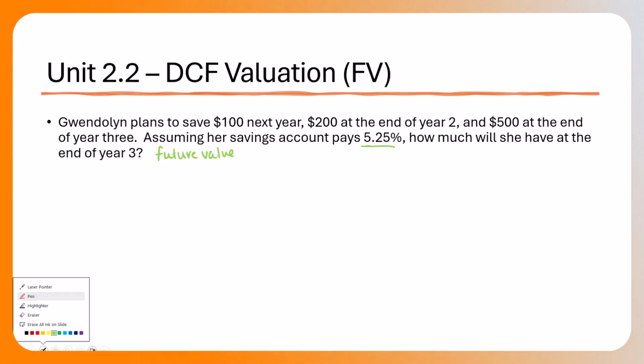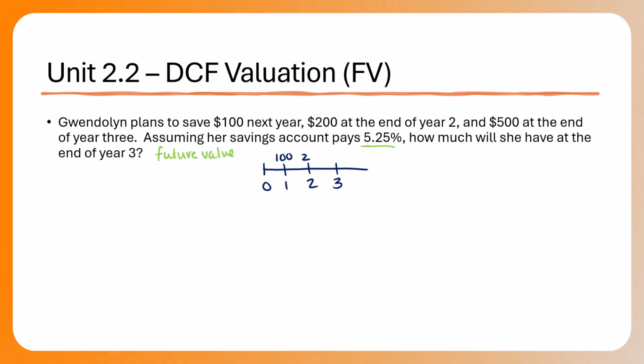Step 1 in all of these problems is to draw the timeline. She will receive $100 at the end of year 1, $200 at the end of year 2, and $500 at the end of year 3. We have a discount rate or a rate of return of 5.25%. The question is trying to find the future value of these cash flows at the end of year 3.